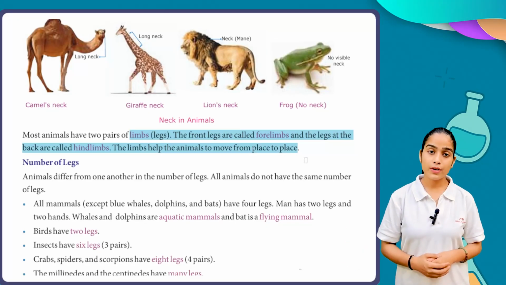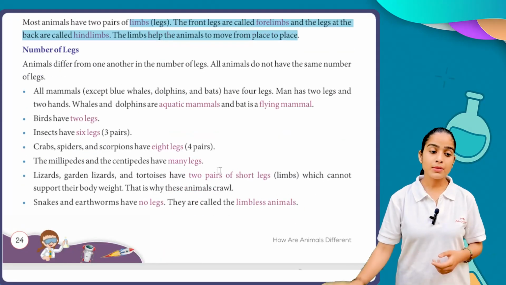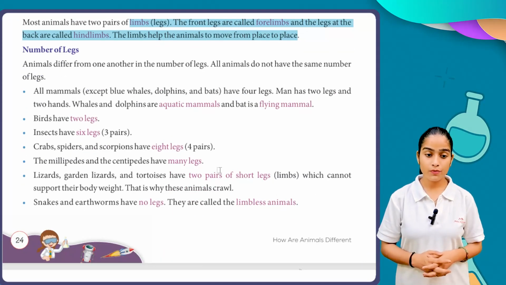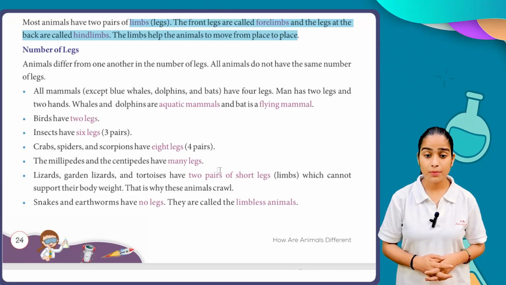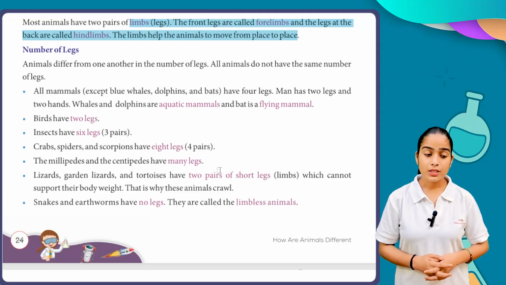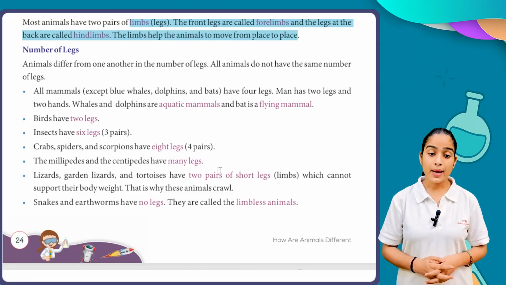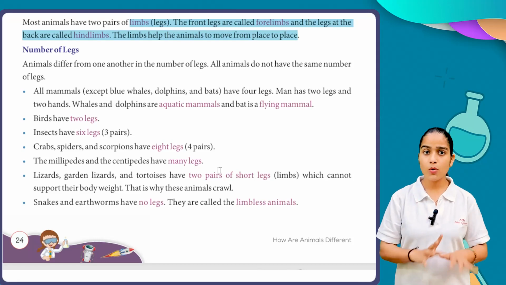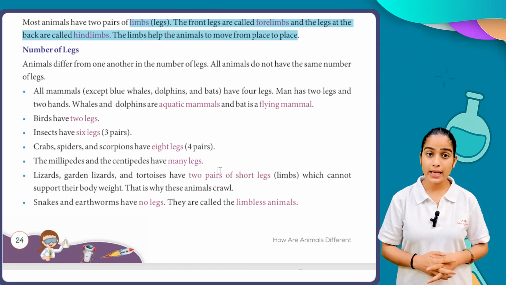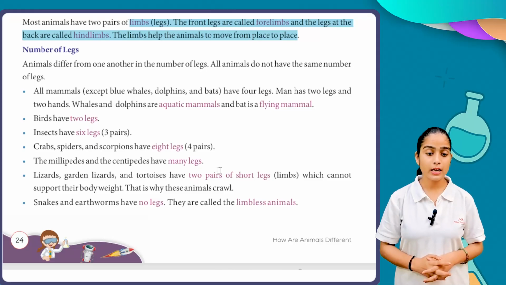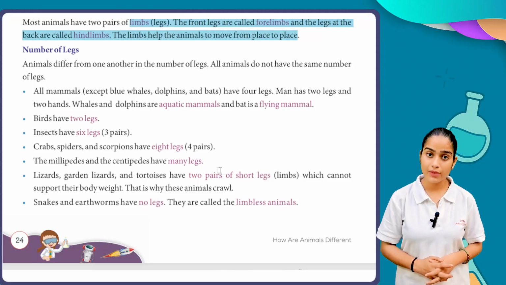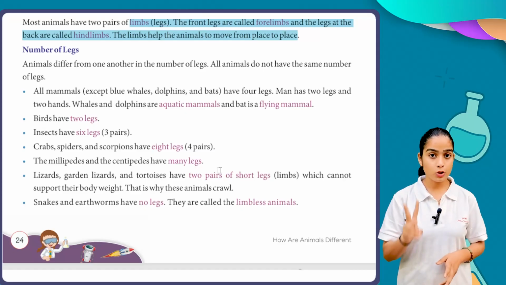Now, number of legs. How many legs do they have? Animals differ from one another in the number of legs. All animals do not have the same number of legs. All mammals except blue whales, dolphins and bats have 4 legs. Man has 2 legs only. You and I have only 2 legs. Animals generally have 4 legs. Whales and dolphins are aquatic mammals and the bat is a flying mammal. Birds have only 2 legs.